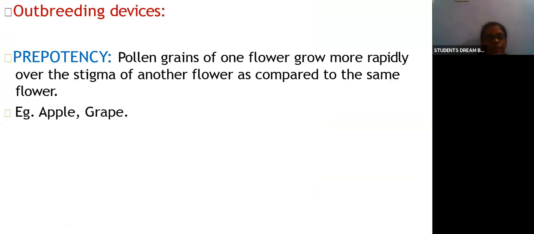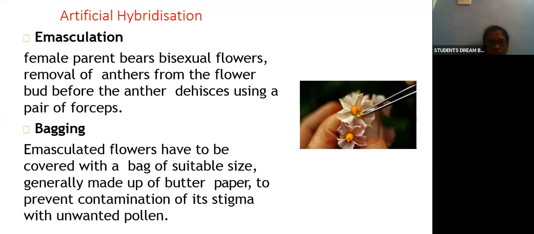Next is prepotency. What is prepotency? Pollen grain of one flower will grow more rapidly over the stigma of another flower compared to the same flower. Examples are apple and grapes, where this happens. So this is prepotency. Okay, next is artificial hybridization.